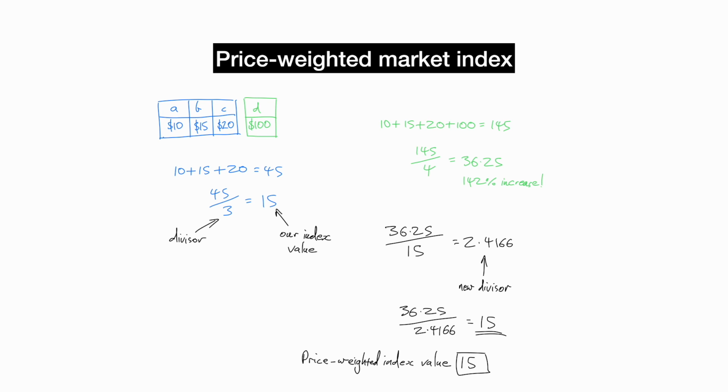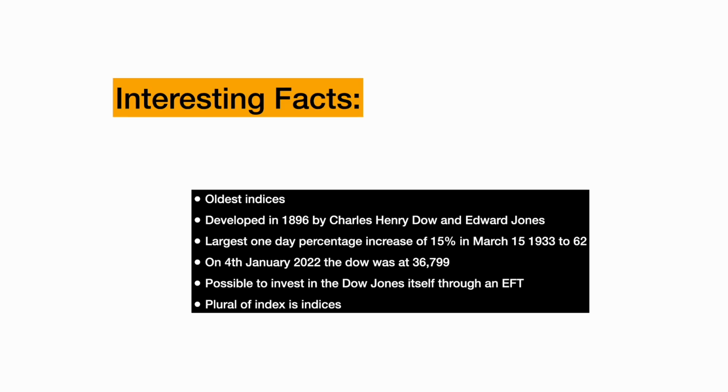Before we finish, some interesting facts about the Dow Jones. It's one of the oldest indices in the market, and was developed by Charles Henry Dow and Edward Jones in 1896 in order to provide investors with an overview of the overall performance of the economy. Their company was called Dow Jones and Company and provided a financial news service founded in 1882.